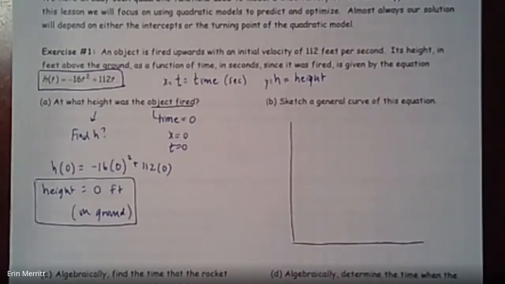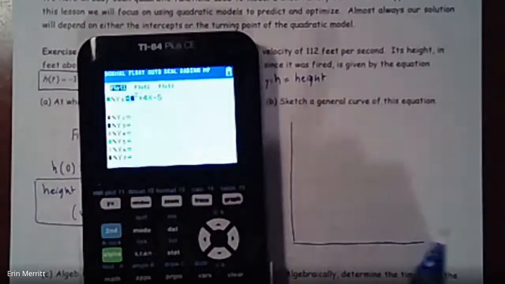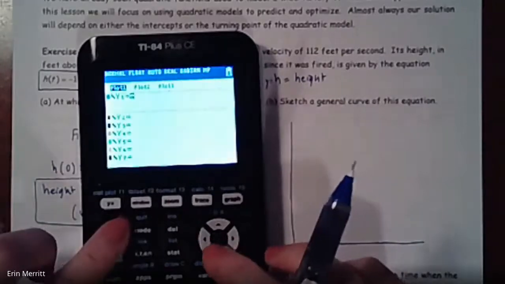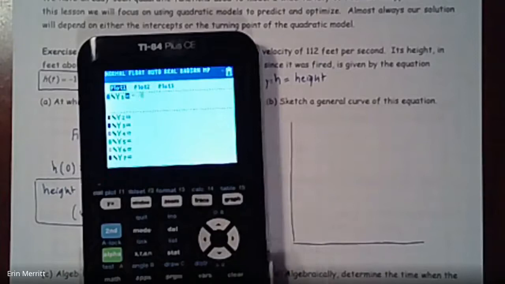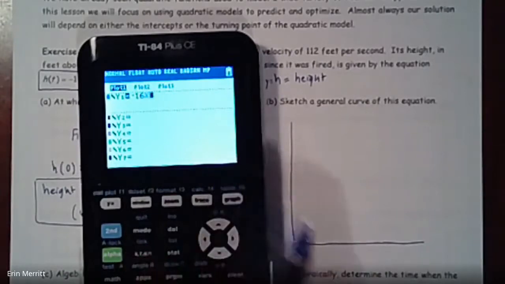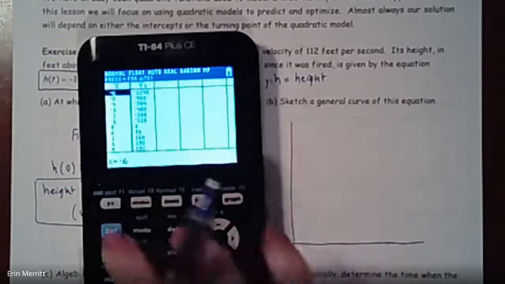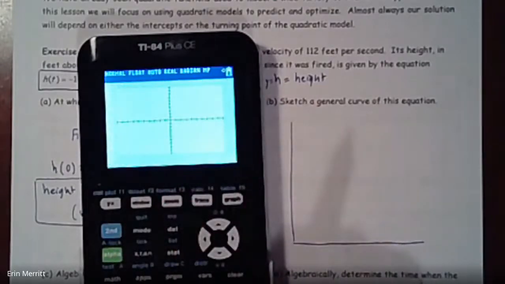If you would like, we can grab our calculator here. If there's anything in there, get rid of it. Let me darken this up a little bit so you guys can see it better. And so then we could type in negative 16 x squared and then plus 112 x. Because remember, x is the same thing as t. And then if I zoom 6 it, I'm not going to see necessarily all of it, but I can see some of it.